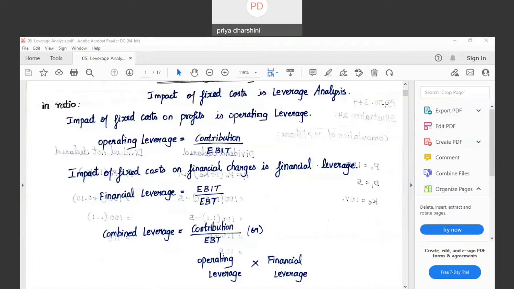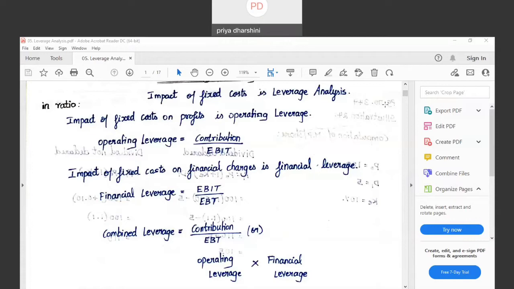What is leverage? Leverage is a measure which helps to determine the impact of fixed cost on profit made by the organization. What are the two forms of fixed cost incurred by the organization? One is fixed operating cost and the other is fixed financial cost. What is fixed operating cost? Those are expenses which are incurred for the operation of the business and is not related to production. What is fixed financial cost? It is cost incurred for paying interest on debt when debt forms part of capital structure. That is fixed financial cost.